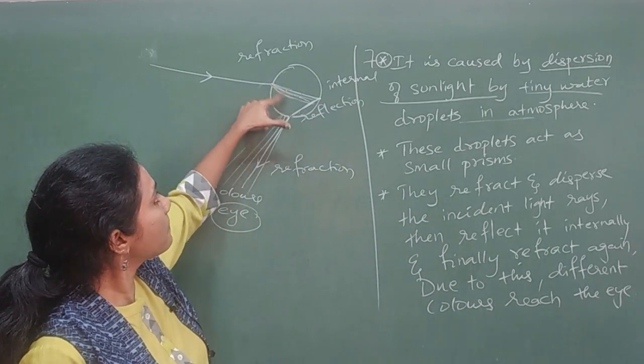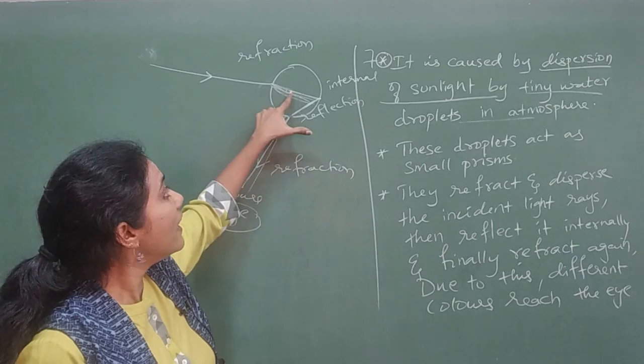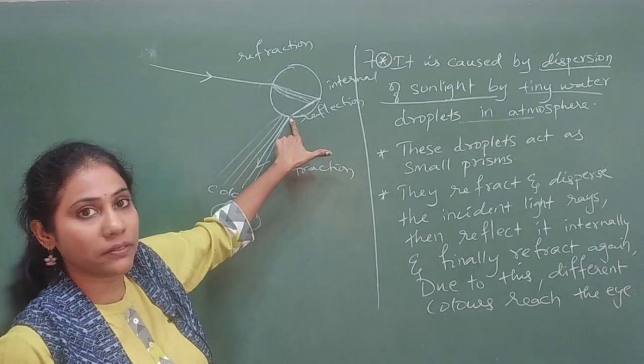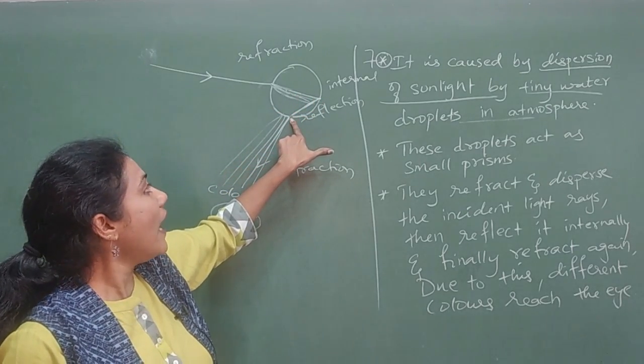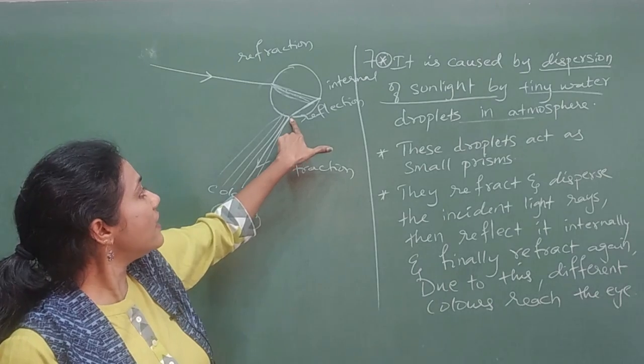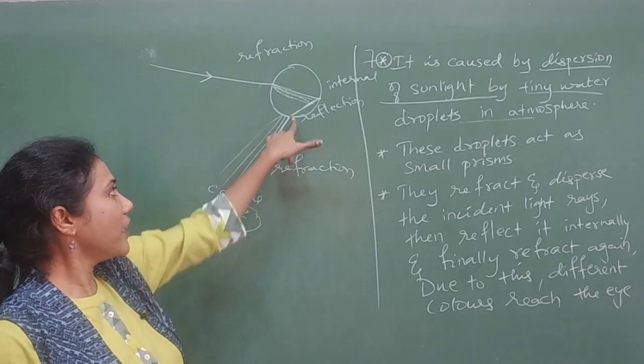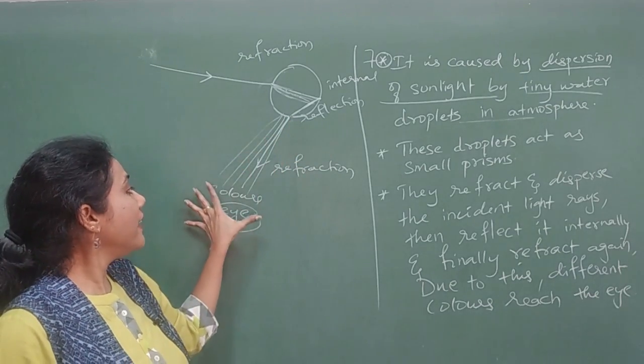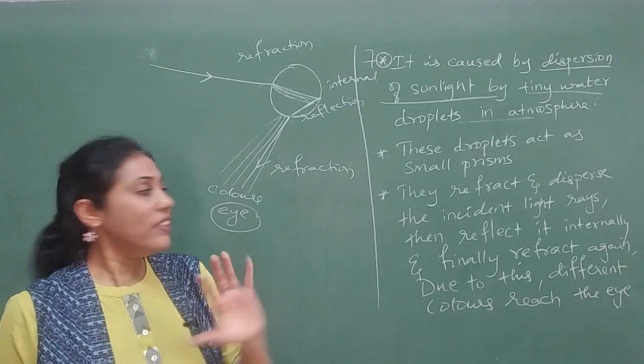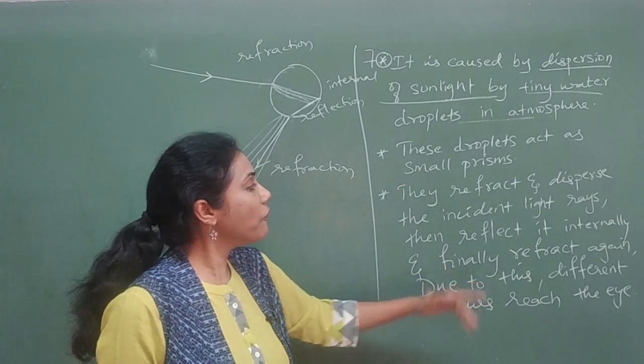After refraction, dispersion, the separation of colors, is taking place, and all these colors will reflect in the opposite direction. After reflection, all these colors will get refracted, and the colors will appear to our eye. So that is the meaning of this sentence.